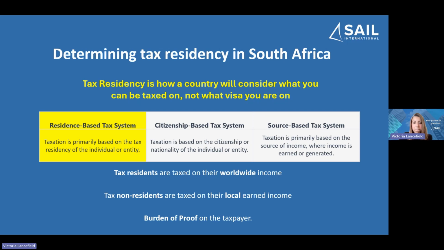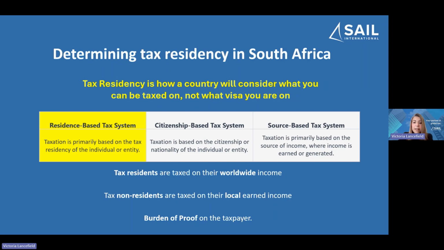tax system. Let's start with the residency-based tax system. This taxes individuals and entities based on their tax residency status. Tax residents are required to report and pay taxes on their worldwide income, whilst tax non-residents are only taxed on income earned within the borders of that country. Each country has their own set of rules or criteria that determine your tax residency status.